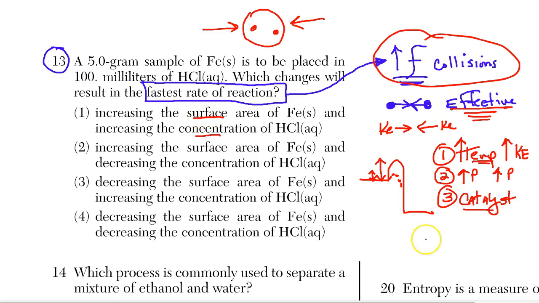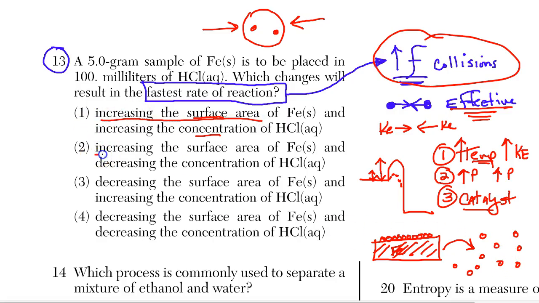Surface area is really important because, again, if you have a block of iron in this case, only the iron atoms on the outside can collide with the hydrochloric acid, or the H+. All the rest of these atoms are not exposed and cannot hit the hydrochloric acid. So only the outside atoms are available for collisions. If I was to take this metal and grind it into a powder so that I have more surface area or more exposed atoms, now the HCl can collide with more of the exposed atoms. So we want to increase the surface area as much as possible.